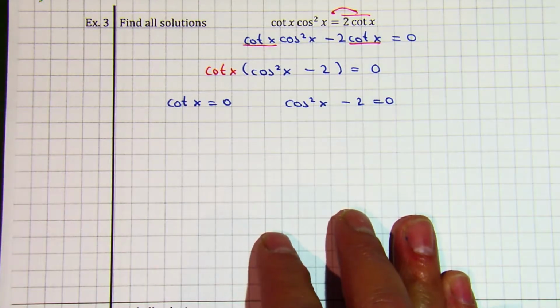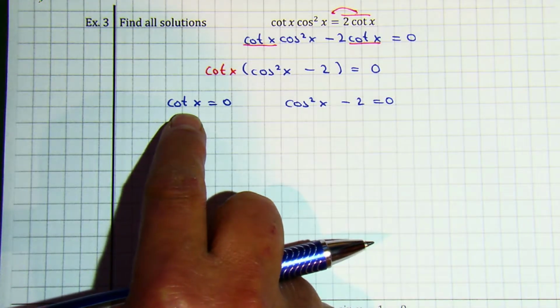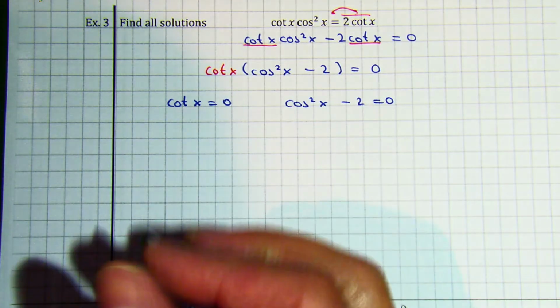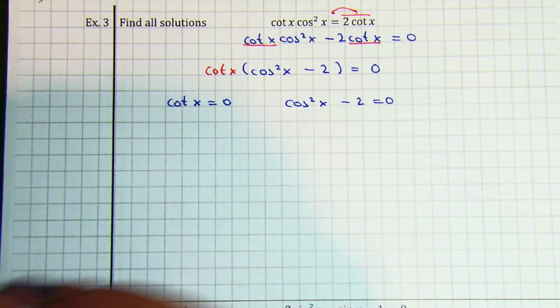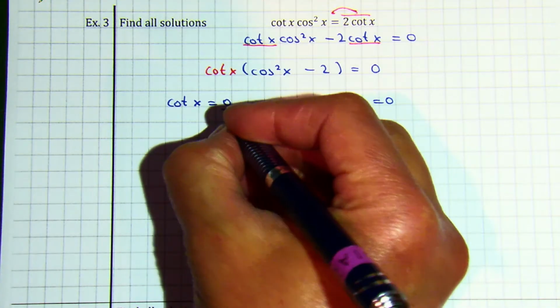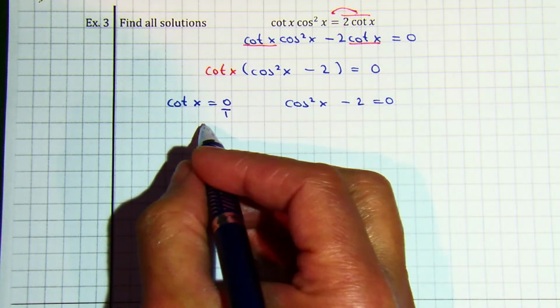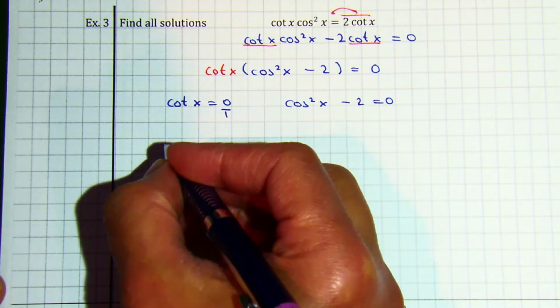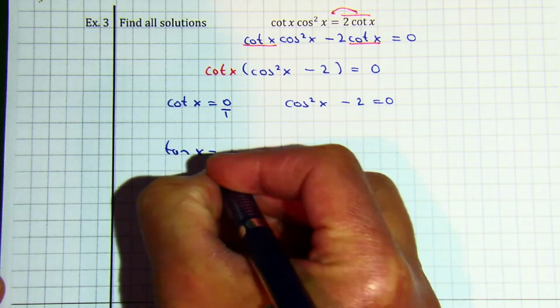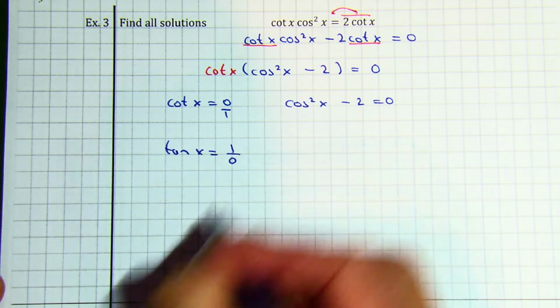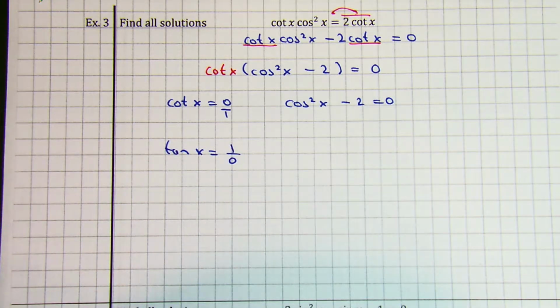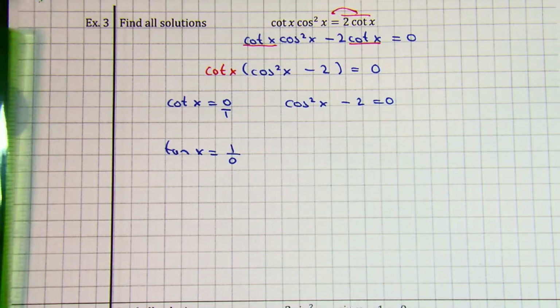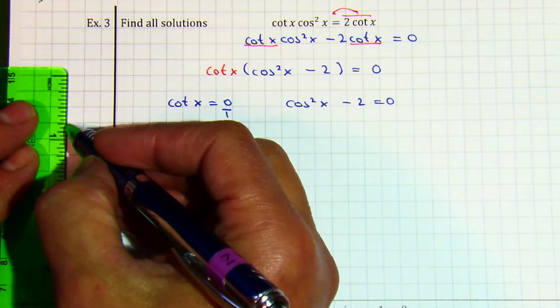Now to solve it, remember the cotangent is the reciprocal of tangent. So therefore, if I place it over 1, that means that my tangent will be the reciprocal, 1 over 0, which is undefined. So at which angles is your tangent undefined?